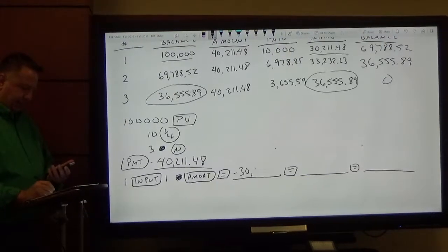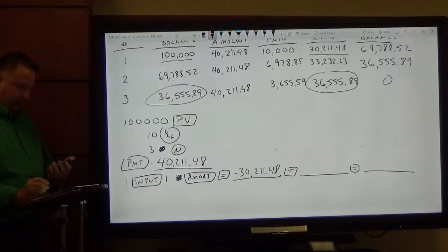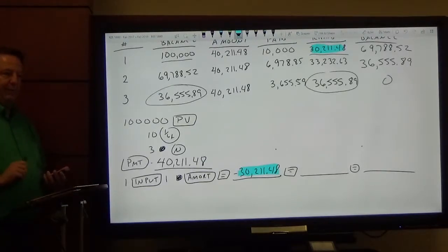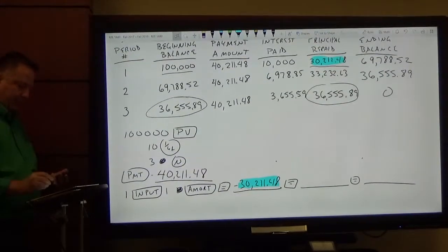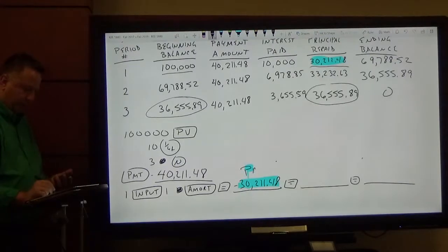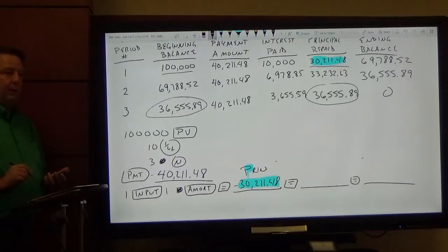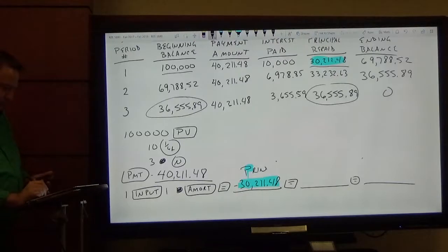We hit equal the first time. We get 30,211.48. Okay, you see what that matches up with. That was our principal in that first month, or first year, I'm sorry. Everybody see that? Yeah. Okay, so in other words, that would be our principal. It says print on the calculator? Yep. Yeah. So that's your principal. All right, you hit equal again, and it gives you $10,000. Well, that's going to be the interest.